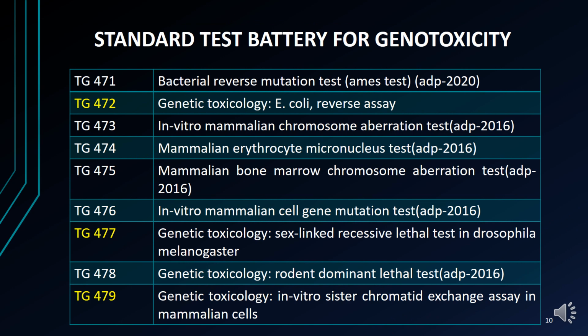There are some test guidelines under the OECD guideline, starting with Test Guideline 471, known as the bacterial reverse mutation test, also known as the Ames test. It was first adopted in 1983 and currently it is adopted in 2020. The guidelines I have marked in yellow color have already been deleted, but the guidelines that remain are still in use.